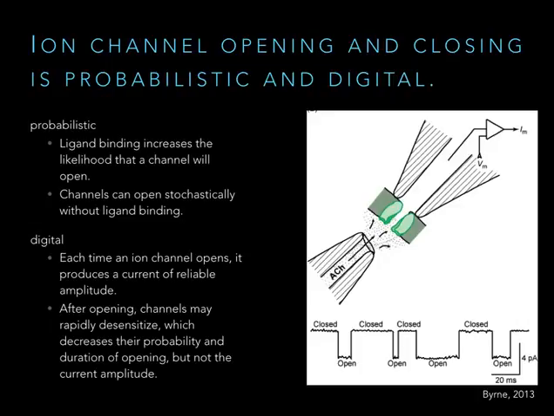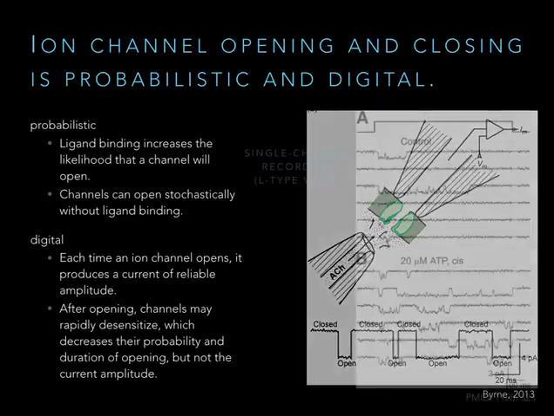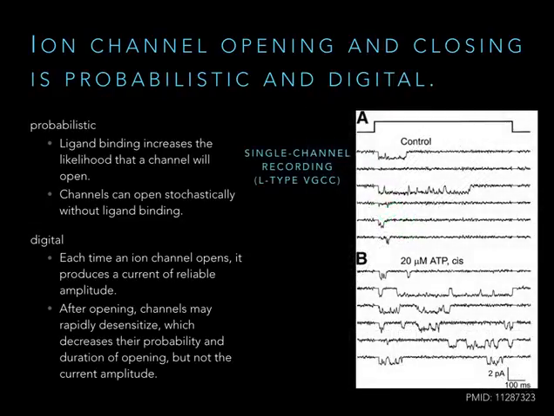And you'll notice that it's open for different periods of time, and that again goes back to the probabilistic component of this. So the ion channels are actually opening and closing the whole time, whether the ligand is bound or not. It tends to spend the majority of its time closed when the ligand isn't bound, and it tends to spend a whole lot more time open when the ligand is bound, but it's all a probability. Whether it's ligand or voltage gating, it doesn't matter.